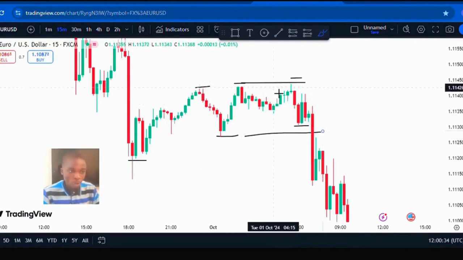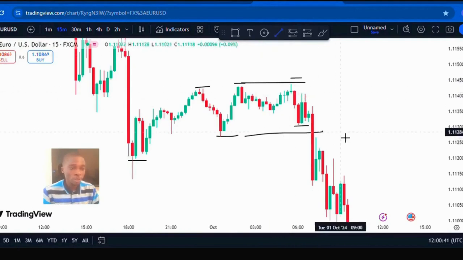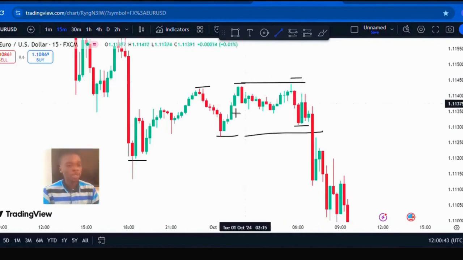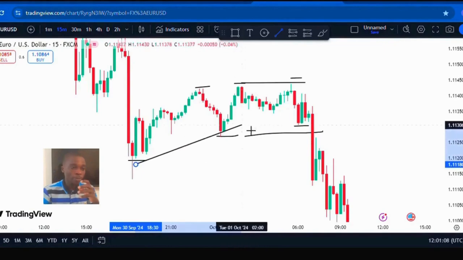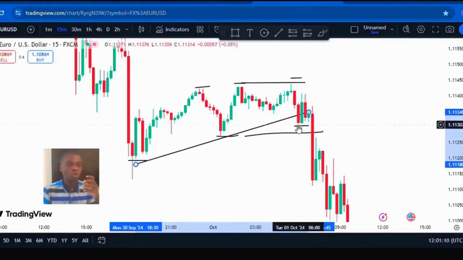Price went up, didn't break, came back down, didn't break. So right here are our swing lows and swing highs. Then you should know that the market has formed a support and resistance at this point. Then you should be looking for price to break out of the swing low or swing high the moment you've marked your swing lows and swing highs, just like this.